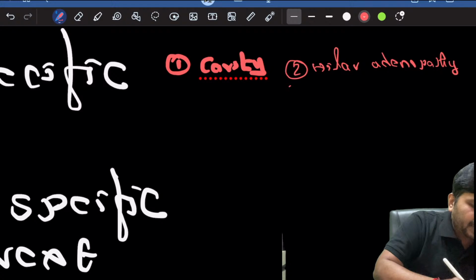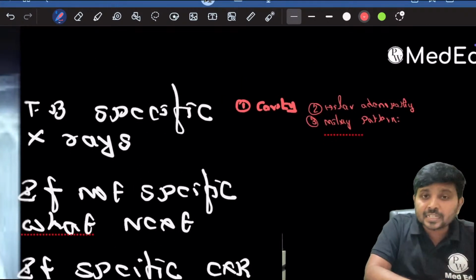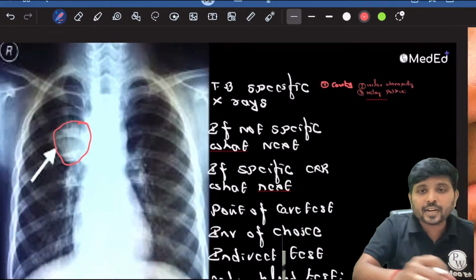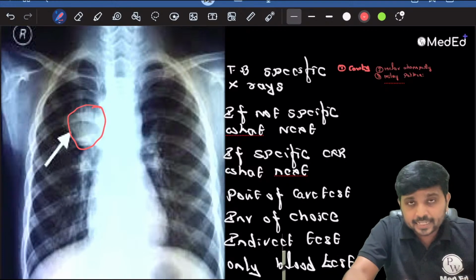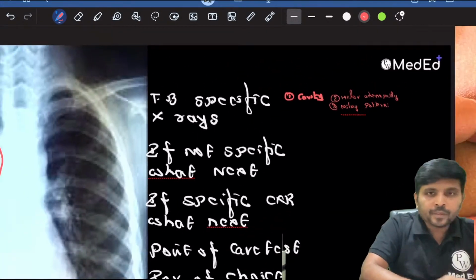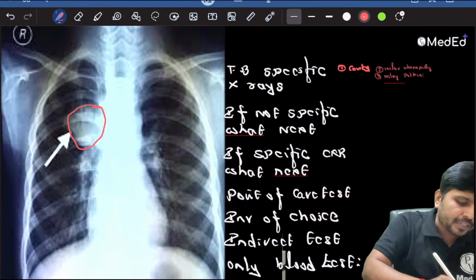Third one is miliary pattern. When these 3 things are present, it is suggestive of TB. So whenever any child is brought with fever of more than 2 weeks and a cough for more than 2 weeks, take an X-ray to look for these 3 findings: cavity, hilar adenopathy and miliary pattern. If any one of these is present, it is TB specific.